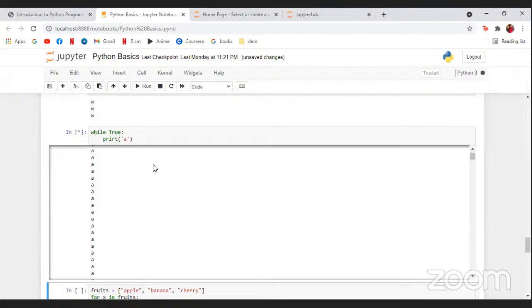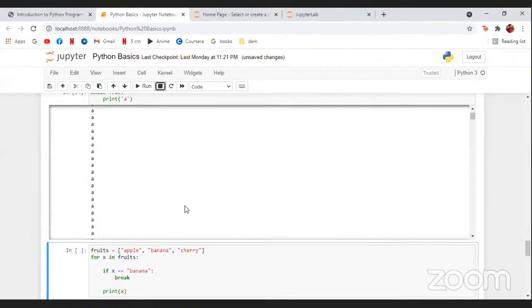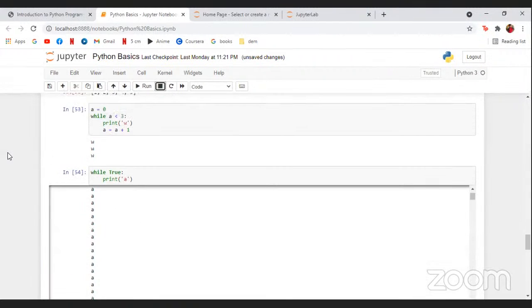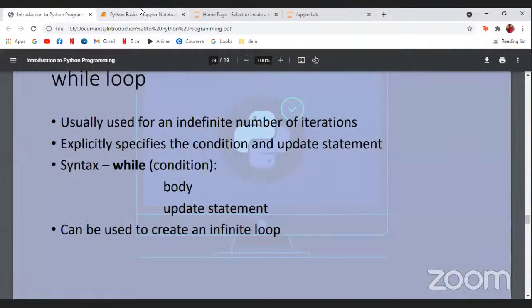So how do you stop this? If you're using Jupyter, there's a stop button here. You can just stop that cell and it stops running infinitely and you can move on with your life. But sometimes you might want to create an infinite loop, in which case a while loop is the ideal candidate for creating an infinite loop, right?